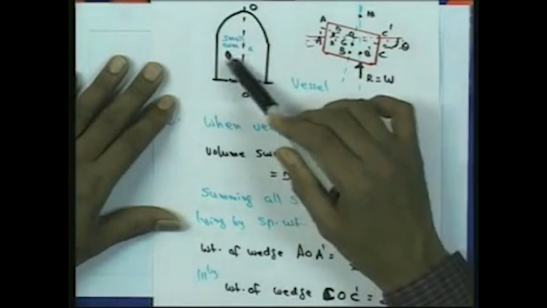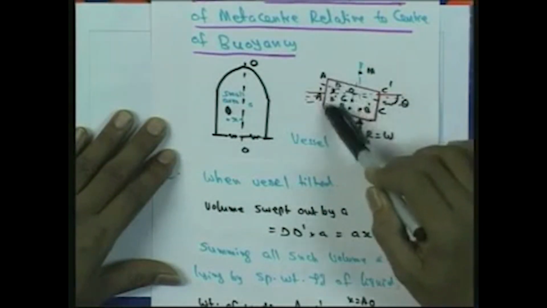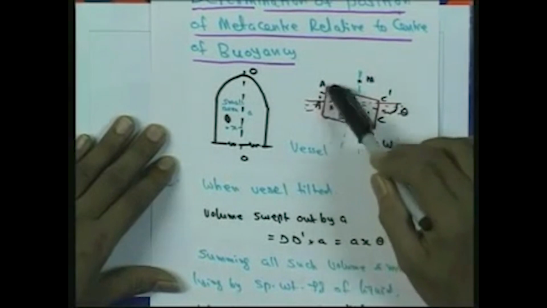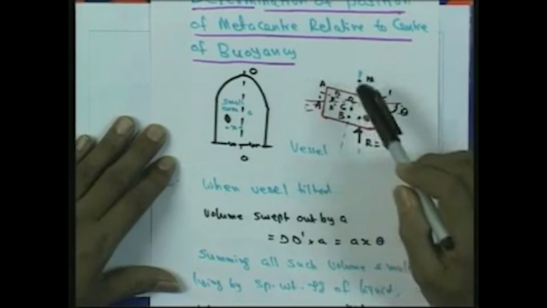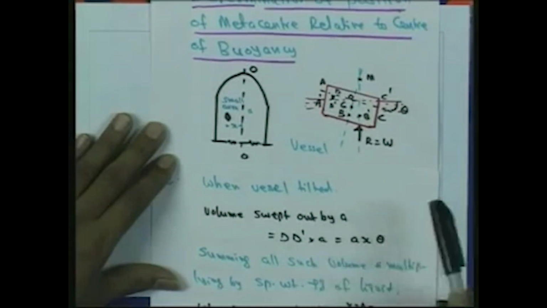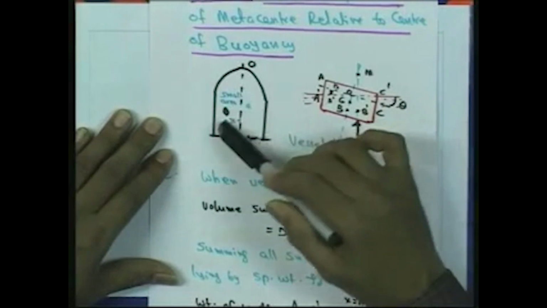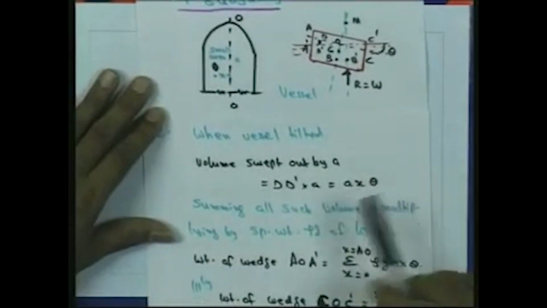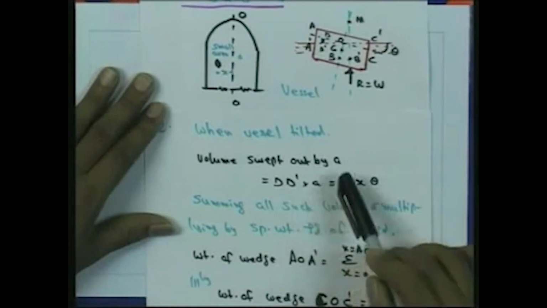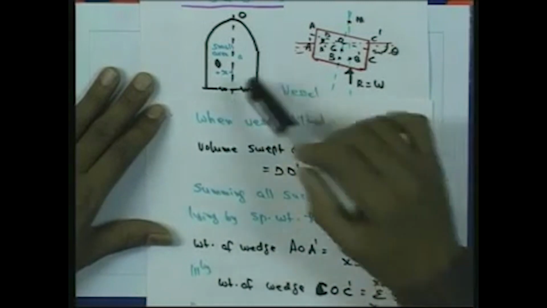Here this is the position of the small area which we are considering, and this d dash is the distance between the old position and the new position, d to d dash. So d dash multiplied by A can be written as the small area into this distance x into the angle theta. So the volume set out by A is equal to Ax into theta. Now we are considering a small area.